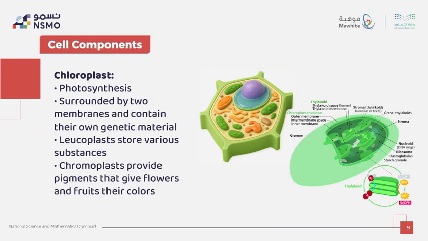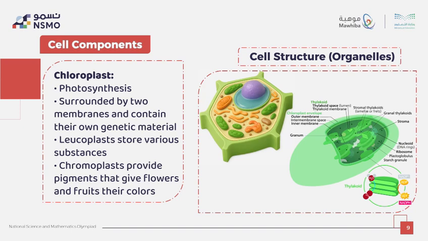Okay, guys, let's talk about chloroplasts. Chloroplasts are found in plant cells, and they perform photosynthesis. Let's see the image here, guys. We can observe two membranes. This is the stroma, and this is the thylakoid, and the stacks of thylakoids we call grana.